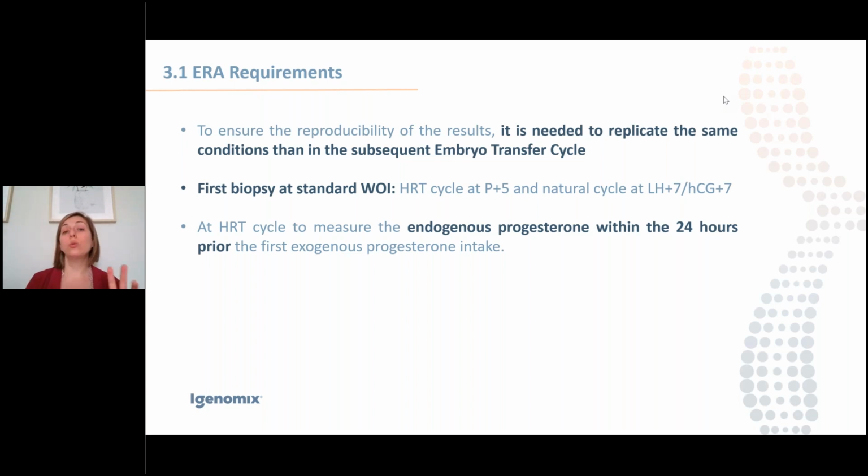You can select to do one of these 3 tests or do the 3 of them in the same sample biopsy, because from the same piece of tissue we are going to extract the RNA for the ERA analysis and the bacterial DNA for the ENMA analysis. So we can perform the analysis of these 3 tests from the same sample.